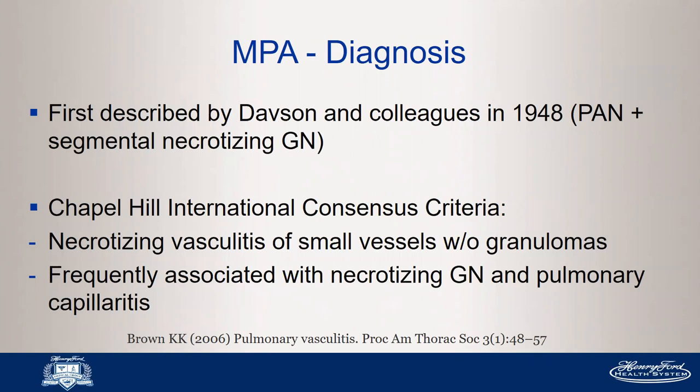Actually, if you look at the 1990 ACR criteria, there's no criteria for classification of MPA. There's EGPA, there's GPA, and there's polyarteritis nodosa. There's no diagnostic criteria for MPA. It's the Chapel Hill International Consensus Criteria that described this entity in 2012. So: necrotizing vasculitis of small vessels without granulomas, frequently associated with necrotizing glomerulonephritis and pulmonary capillaritis.